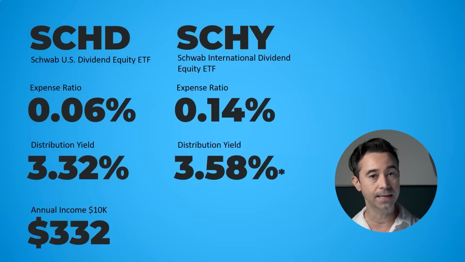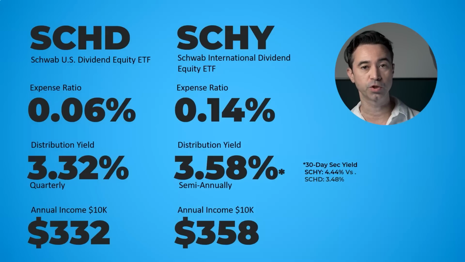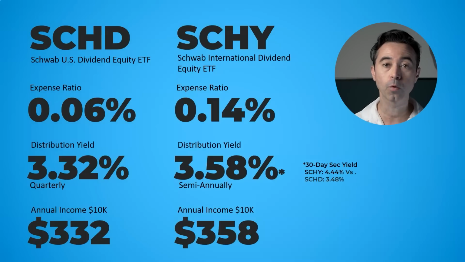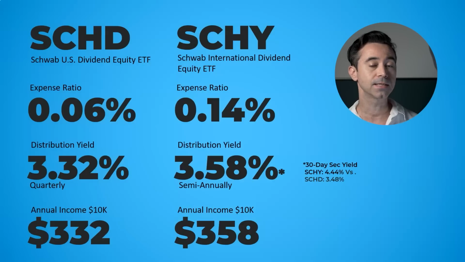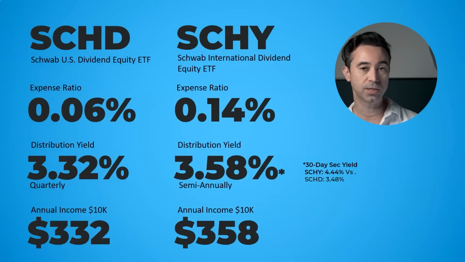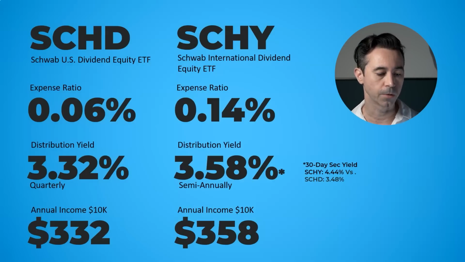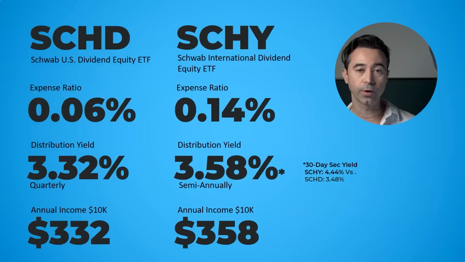Now, here's a kicker on this one. The 30-day distribution yield is actually 4.44%. So when you take a look at the shorter term, because interest rates have been nuts lately, sometimes you want to take a look at the 30-day and see what's going on. Well, we have a much higher yield if you took the 30-day currently and made that annual. So it's potential that SCHY does have a much better yield than SCHD, at least when we look more in the short term. SCHD's 30-day yield is only 3.48%.